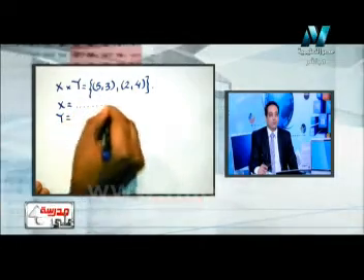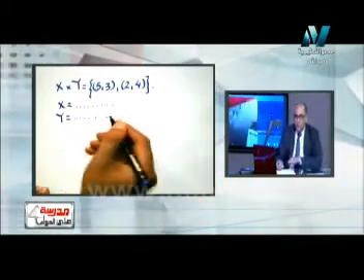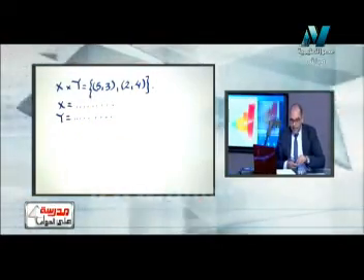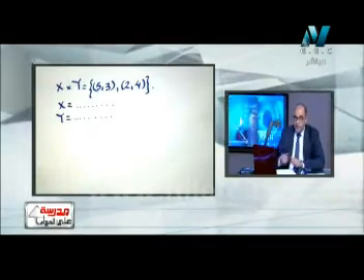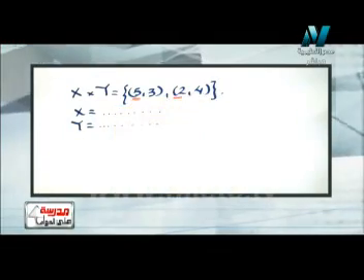This question is considered the opposite of the previous. In the previous example, we had two sets and found the Cartesian product. But here in this question, the Cartesian product is given and we want to find the sets x and y. We just observe the first element in each bracket, which is 5 and 2.